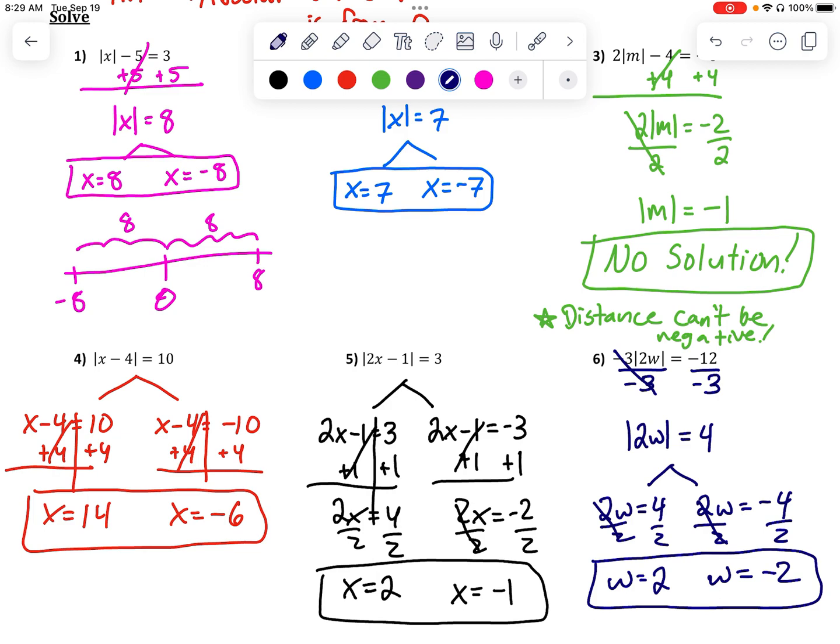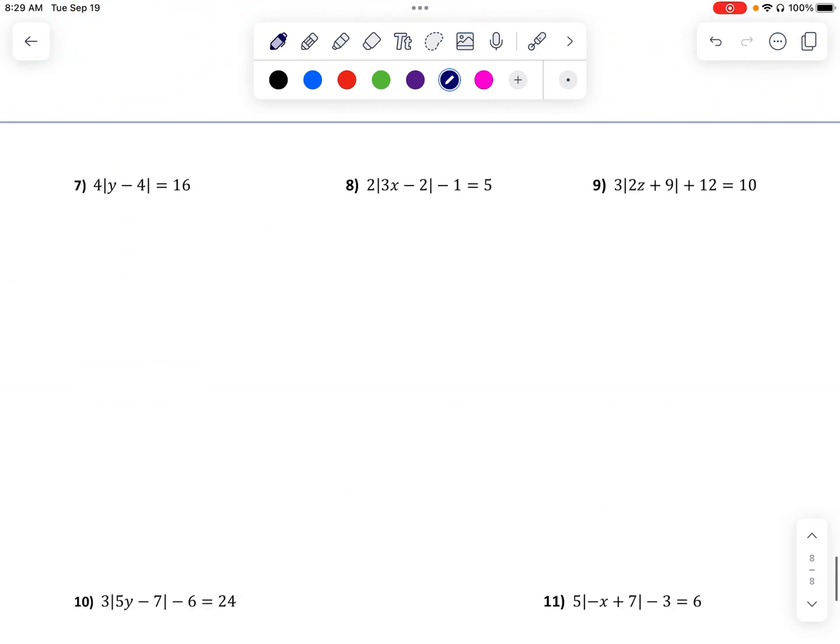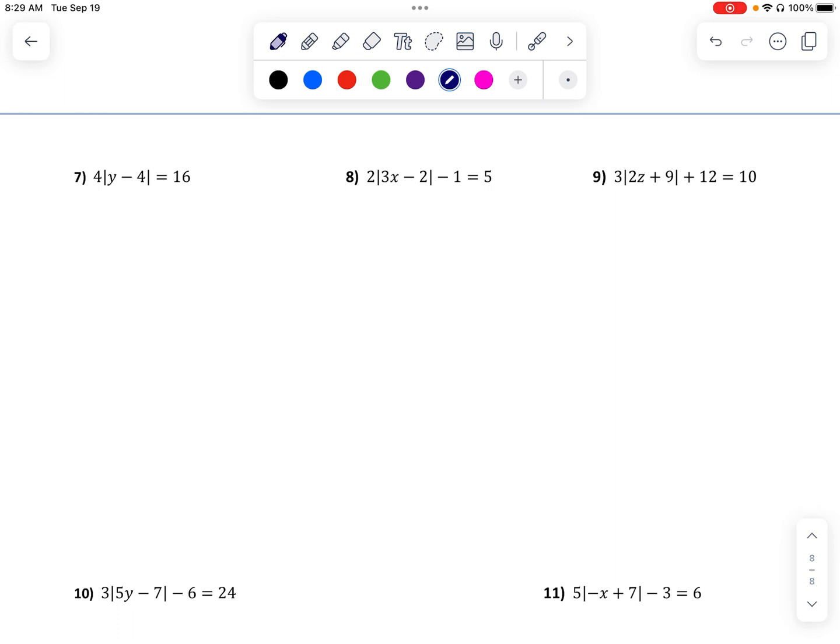All right, let's flip to the next page. We only have a few more to go. So again, we cannot distribute. So instead, we divide.